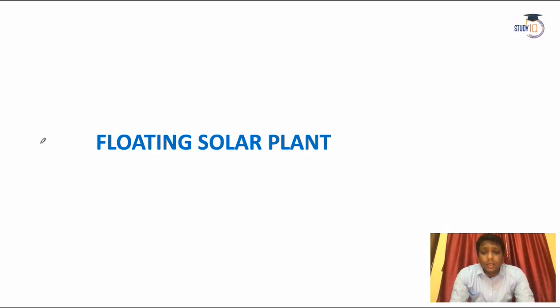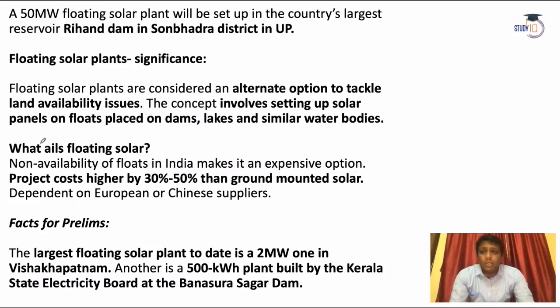You see, guys, in this month, floating solar plant. See, guys, the renewable energy target that India is trying to achieve by 2022. Now there is some contribution from the floating solar plants that India has planned. So what about the floating solar plant, guys? There was some news here. A 50 megawatt floating solar plant will be set up in the country's largest reservoir, Rihand Dam, in Sonbhadra district, UP.